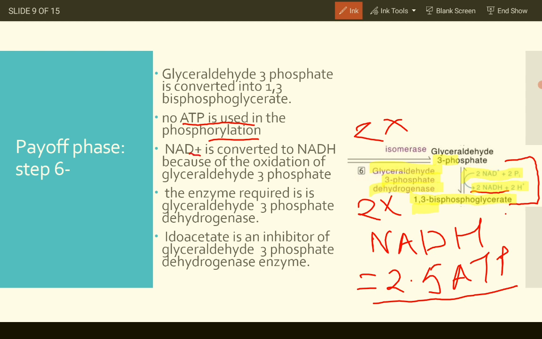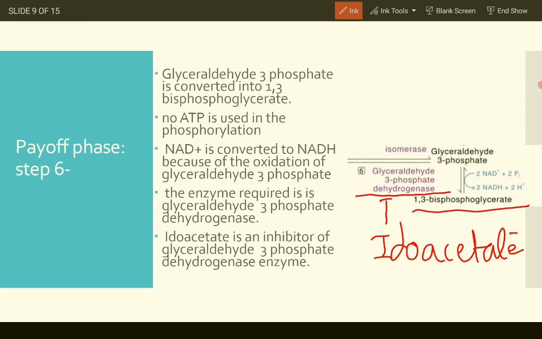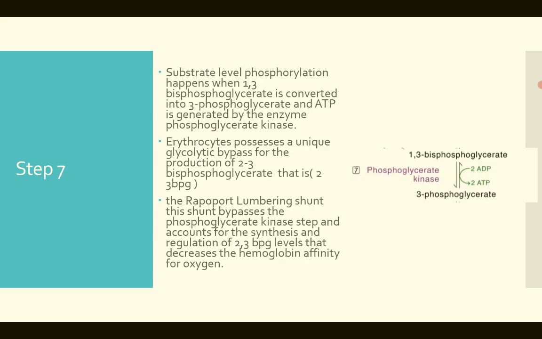So NAD plus is being converted to NADH because of the oxidation of glyceraldehyde 3 phosphate, and the enzyme required is glyceraldehyde 3 phosphate dehydrogenase. This enzyme could be inhibited by a molecule called iodoacetate. Iodoacetate could inhibit the enzyme glyceraldehyde 3 phosphate dehydrogenase, so this step could be stopped or inhibited through this molecule. Let's move on to the next slide.